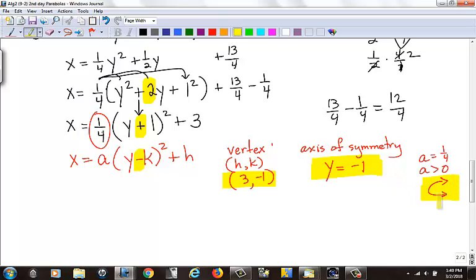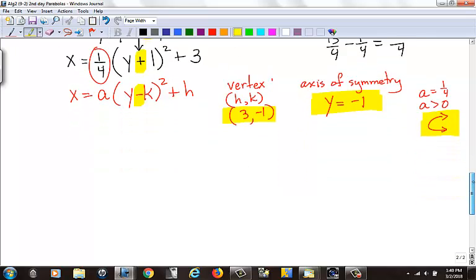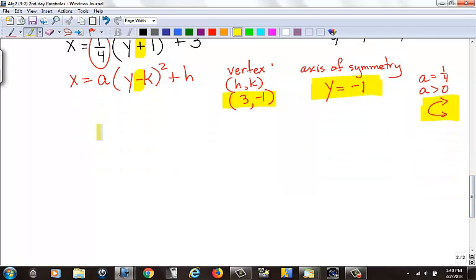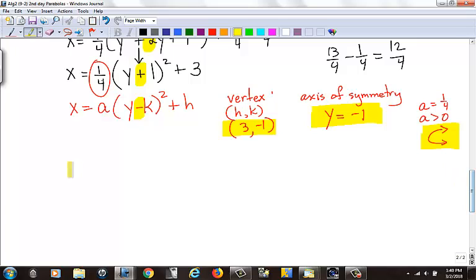And be nice to your grader. They ought to be able to go through these one at a time. Okay, then the next thing it asks for is the focus point. Okay, the formula for the focus.